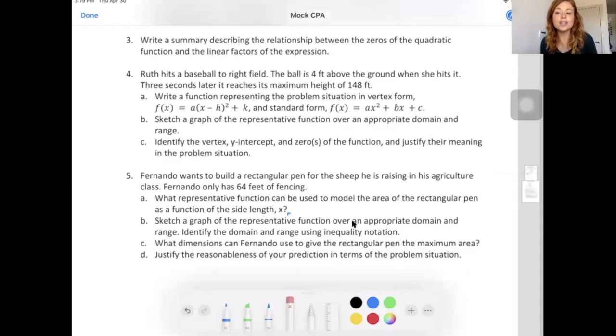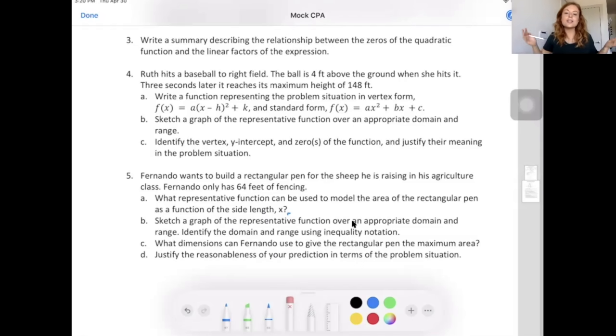All right, so let's look at these dreaded word problems. Again, remember, this is a mock CPA. These aren't your exact questions, but they're so much like your other questions that you can do this. You can be successful, I promise. You're just going to have to pay attention to what we do and use your resources.